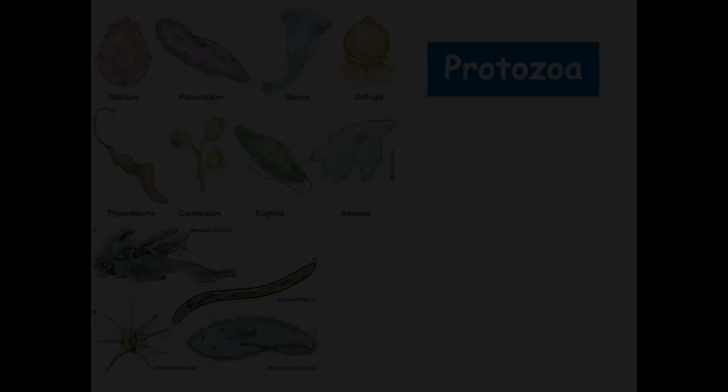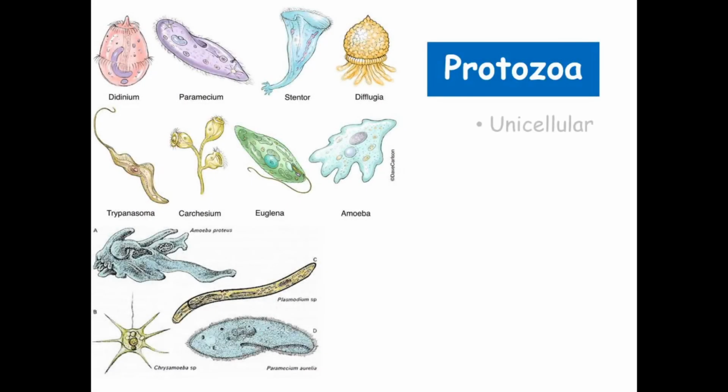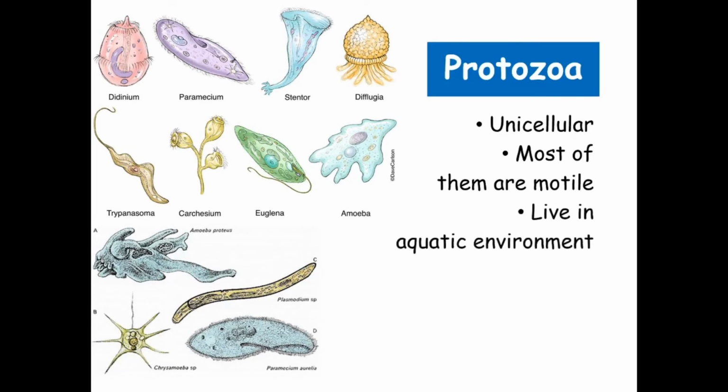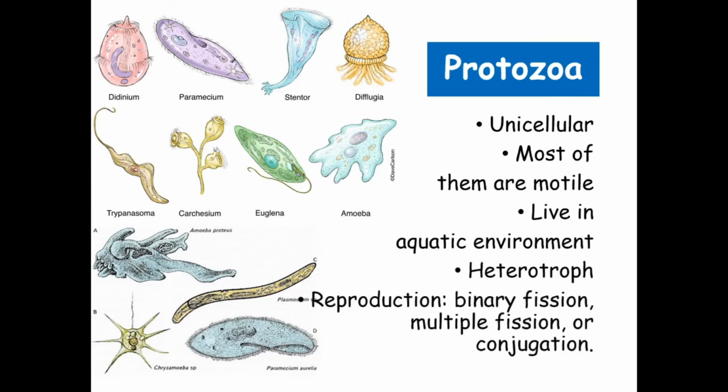Next is protozoa. Protozoa are unicellular organisms. Most of them are motile, and most of them live in aquatic environments. They are heterotroph organisms, and they can reproduce by binary fission, multiple fission, or conjugation.